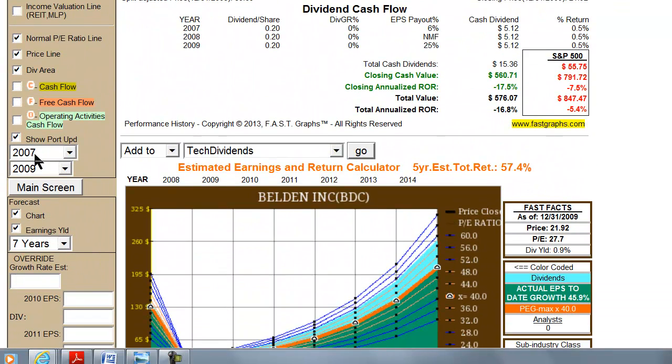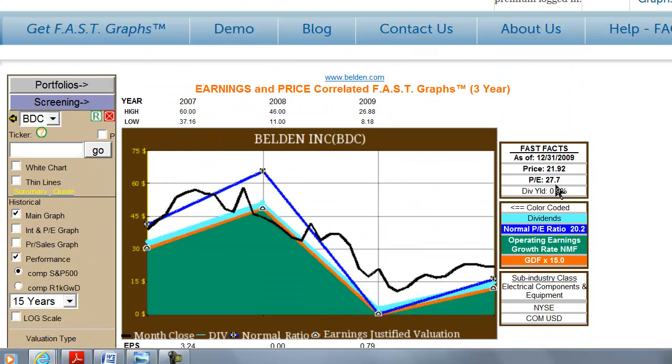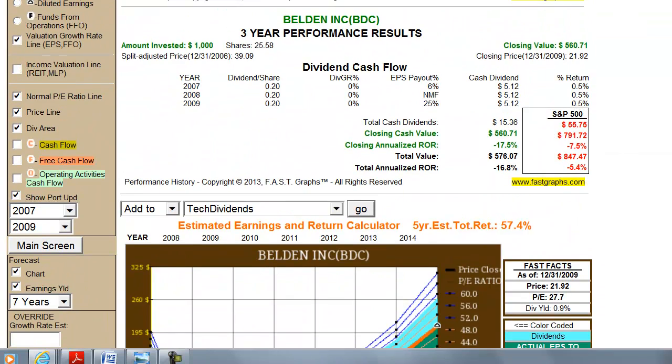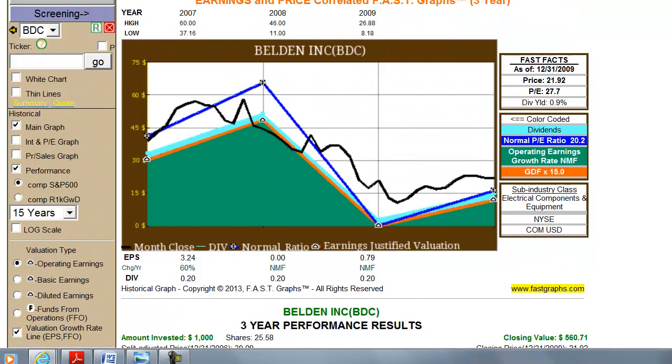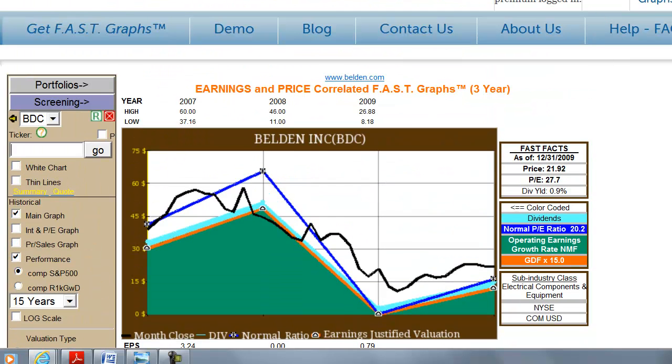Another very nice feature that's useful when looking at cyclical stocks is to go back and look at historical time frames. For example, I'm going to look at the year 2007 through 2009, which was a period when, as you recall, earnings were falling. And here we see that a cyclical stock can be very dangerous when it's in its down cycle. A $1,000 investment on December 31st, 2006 would have shrunk to $560. That's a 17.5% compounded annualized loss. And even when you add in dividends, it really doesn't make up for the loss. It's just another feature of FastGraphs that can be very useful when attempting to analyze a given stock. It's especially useful when looking at cyclical stocks.